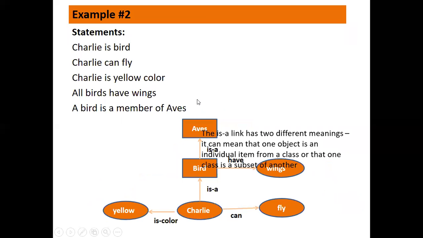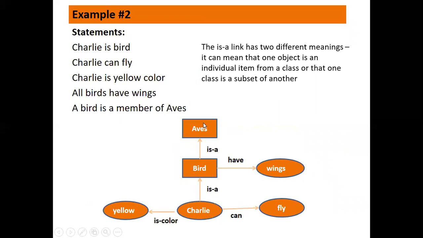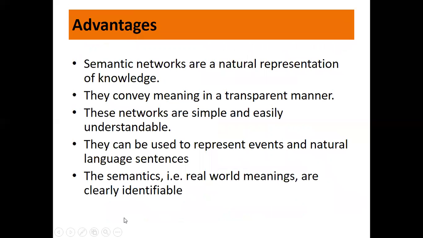Right? Now, there is an is-a link. You can look at this. The is-a link has two different meanings. It can be an object, an individual item from a class, or it can mean that one class is a subset of another. Now, if you look at Charlie, Charlie is an object of class bird, and bird is a subclass of class Aves, right? But both are represented using the is-a relationship. Is it fine? Okay. Now let us look at the advantages of semantic net.